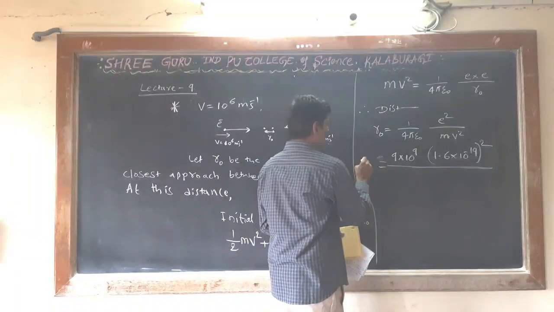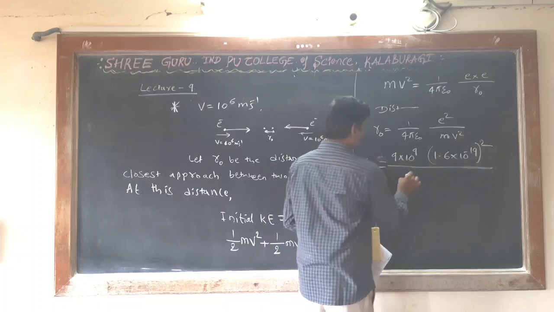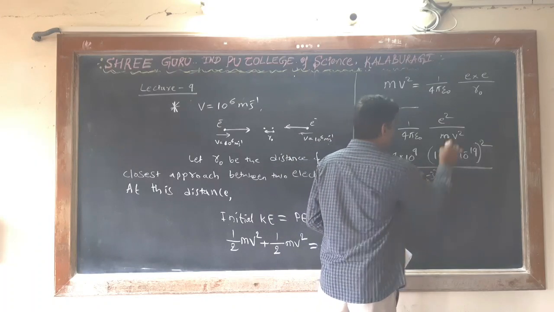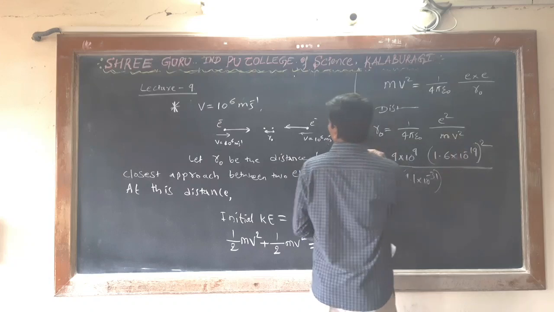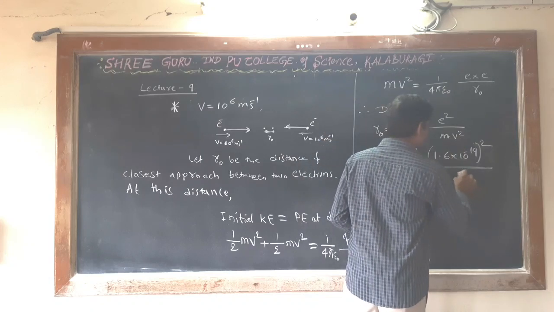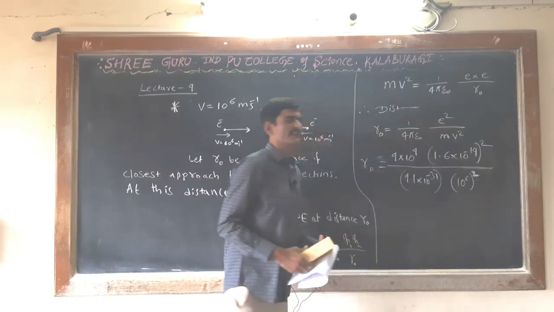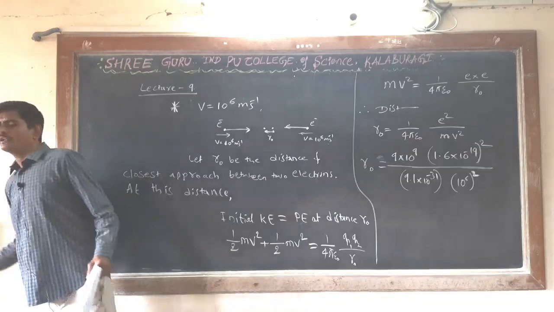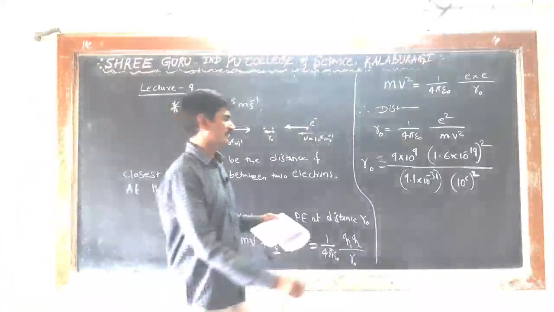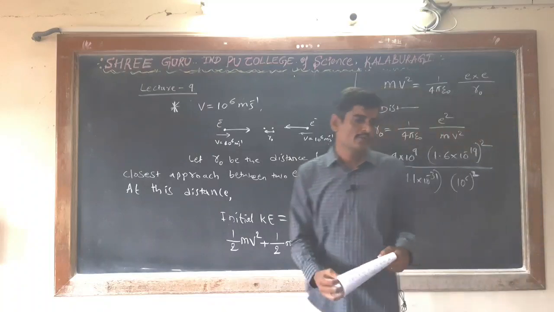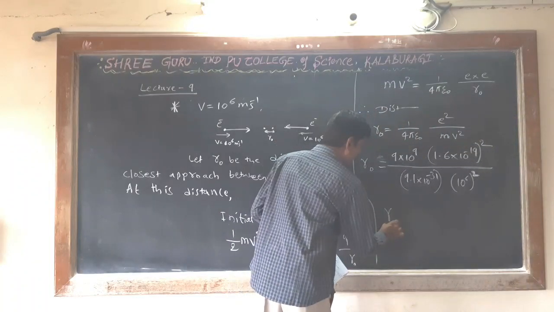Mass of the electron, you must know all these constant values. 9.1 into 10 to the power minus 31 kg is the mass of the electron, and the velocity they have given is 10 to the power 6, whole square. The mass of the electron, the charge of the electron, all these constant values you must know. So now do the simplification and you will get the answer. I will just directly tell the answer.